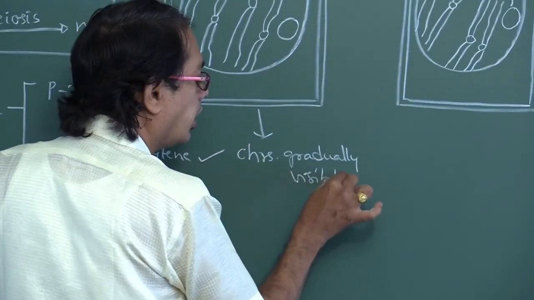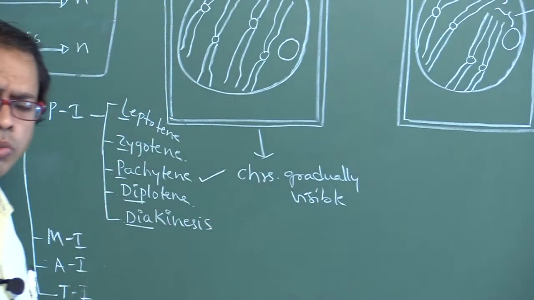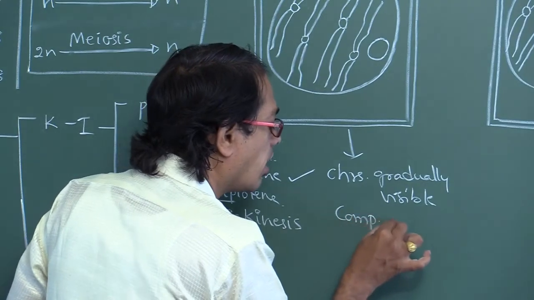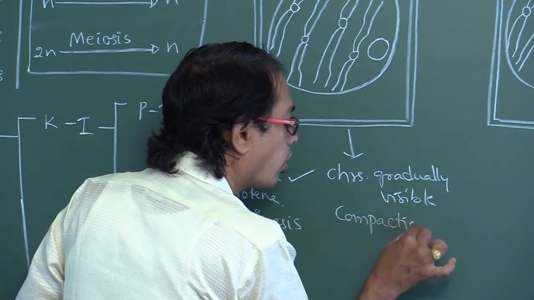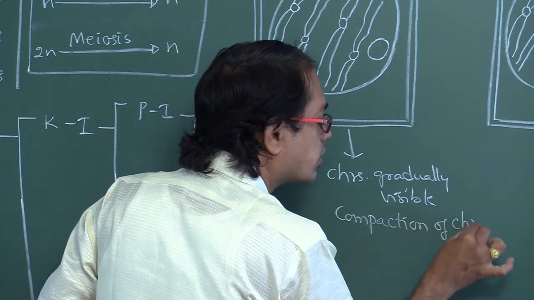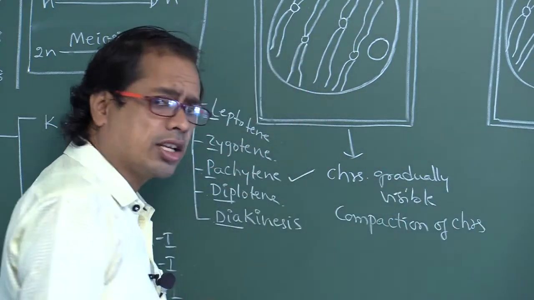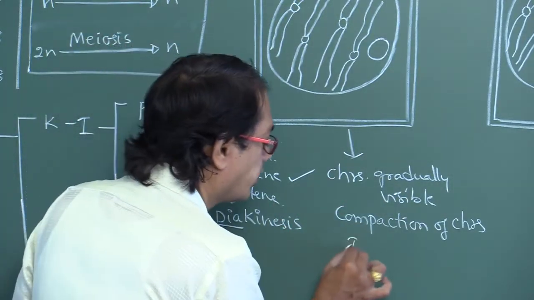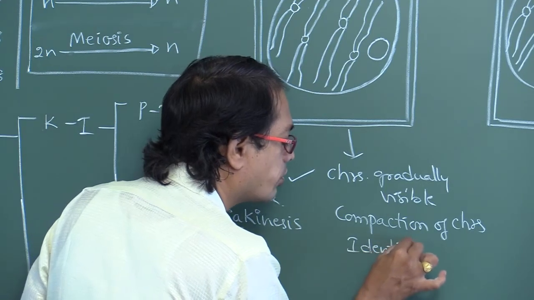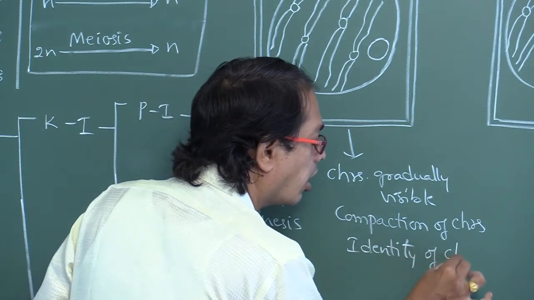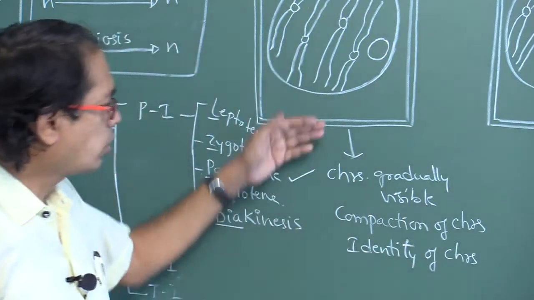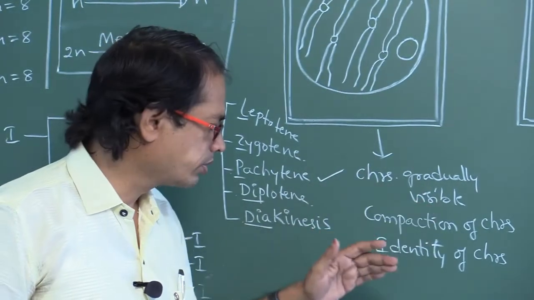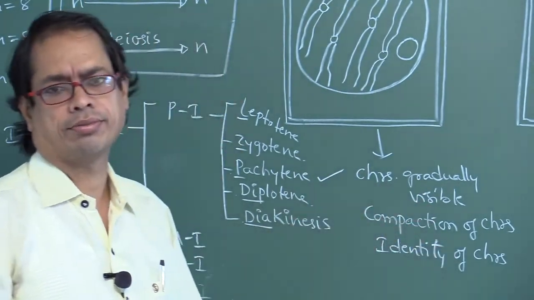Chromosomes gradually become visible. Next one, compaction of chromosomes. Compaction of chromosomes occurs. CHRS means chromosomes. Next one, identity of chromosomes. So chromosomes gradually become visible, compaction of chromosomes, and identity of chromosomes occur.